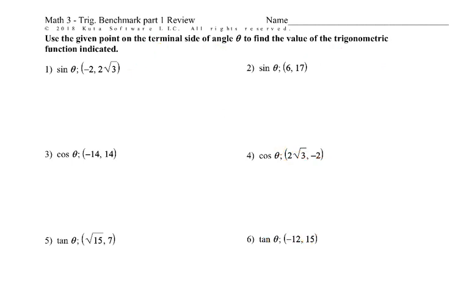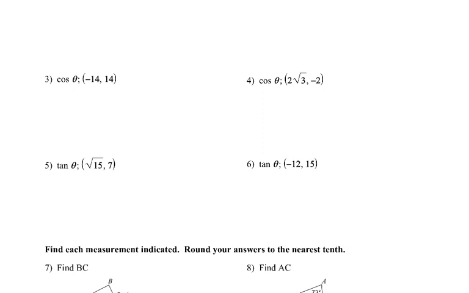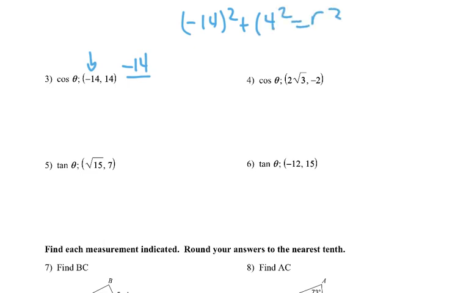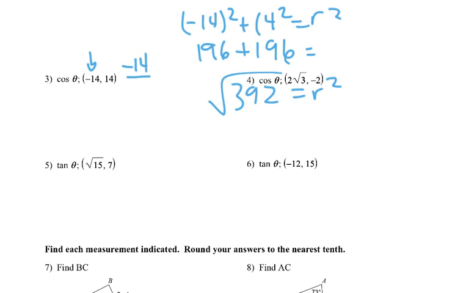Okay, cosine now, looking at 3 and 4, cosine is all about the x value over the r value. So I know I have negative 14 over something. So negative 14 squared plus 14 squared equals r squared. So I get 196 on both of them. So 392 equals r squared. I don't think there's one for this, no. So again, we're going to have to simplify.